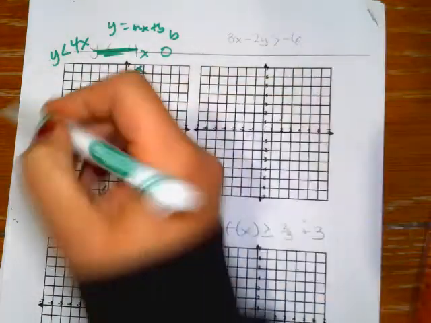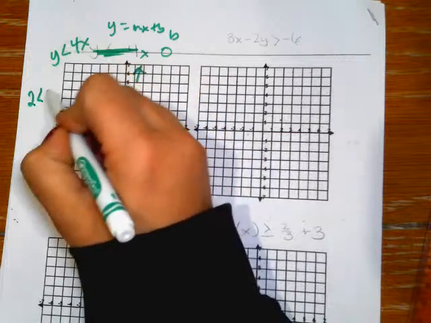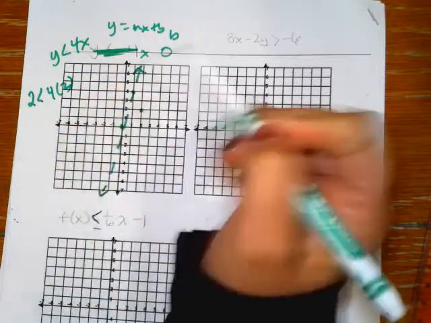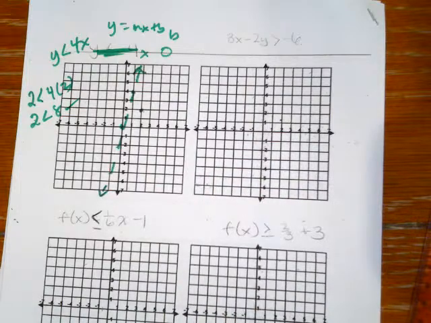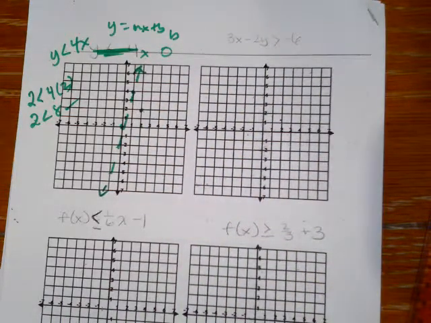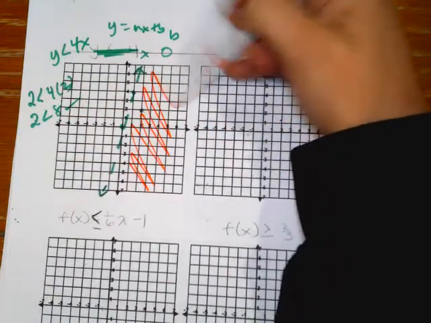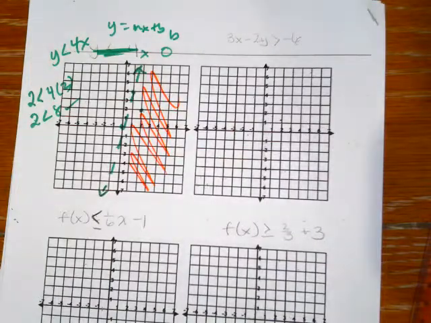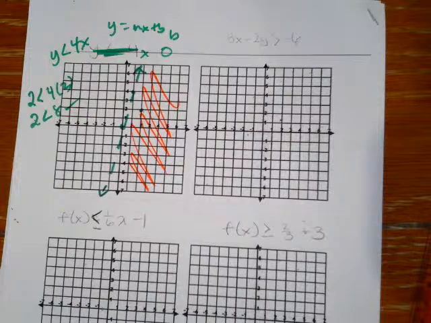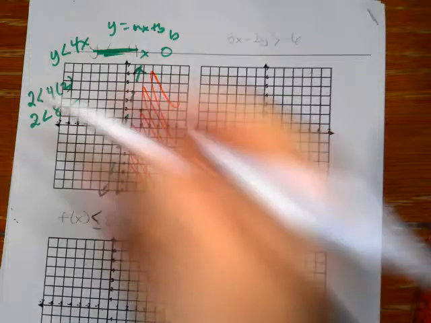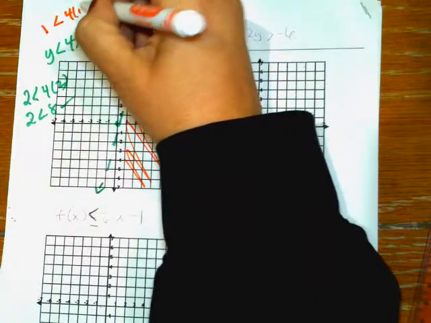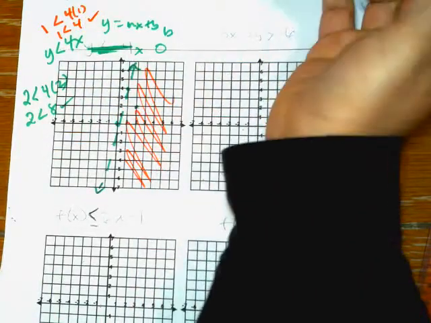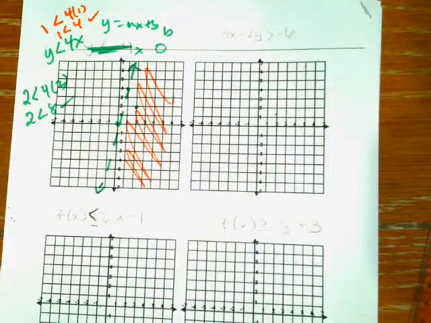I'm going to use 2, 2. So 2 is less than 4 times 2. 2 is less than 8. Yes, it is. So this side is good with solutions. Even if you plugged in 1, you get 1 is less than 4 times 1, which is 4. 1 is less than 4. Yes, it is. You're good to go. If it's not, we shade the other side.